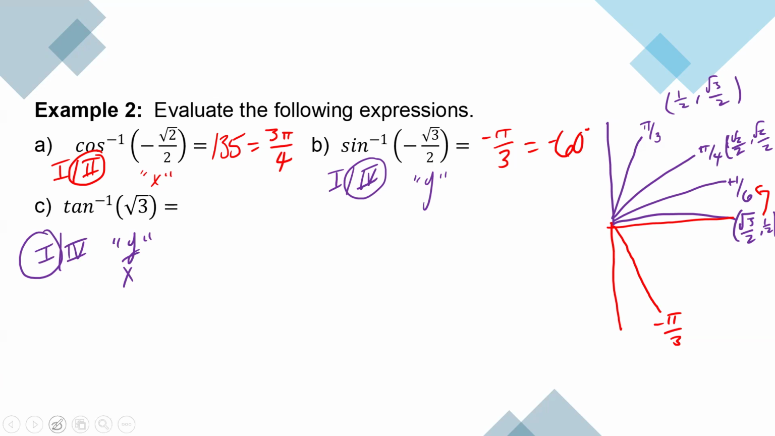I only have 2 options. I have this one, and I have this one. It's going to be the first one because you keep, change, flip. Square root of 3 over 2 divided by 1/2. We keep, we change, we flip. And it's just going to be square root of 3. So the answer is positive pi over 3.